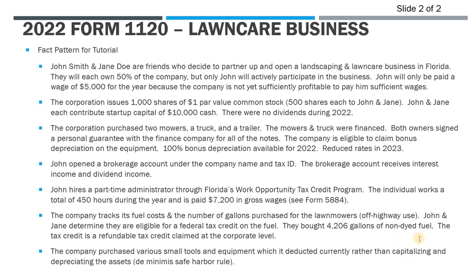Because if you purchase the dyed fuels, those are generally exempt from the tax at source, right? So you can't get a tax credit unless the tax was actually imposed. And so if you use non-dyed fuel, then the federal tax is likely included. Now, the company also purchased some small tools and equipment for use in running the business, and they decided to deduct those currently, and that's going to be the de minimis safe harbor election.